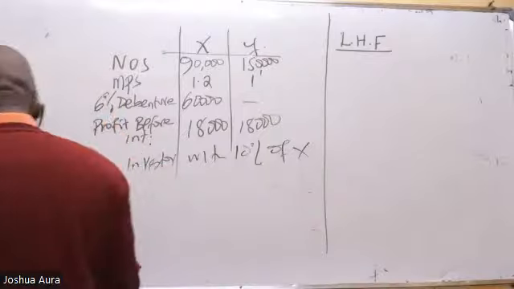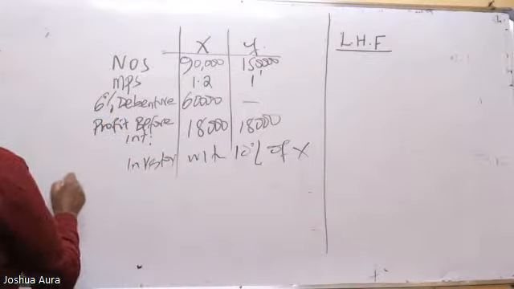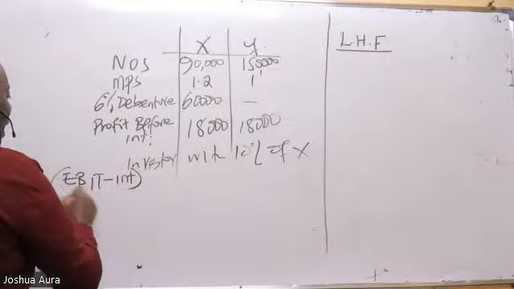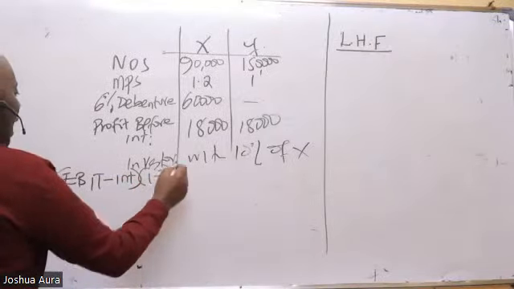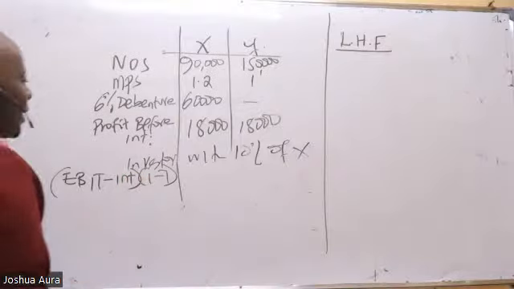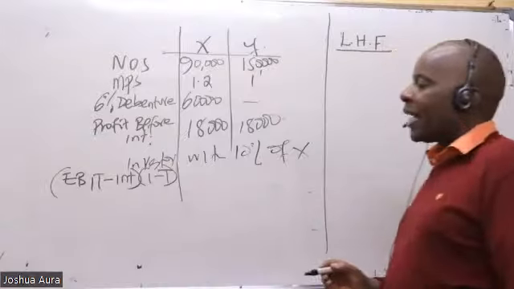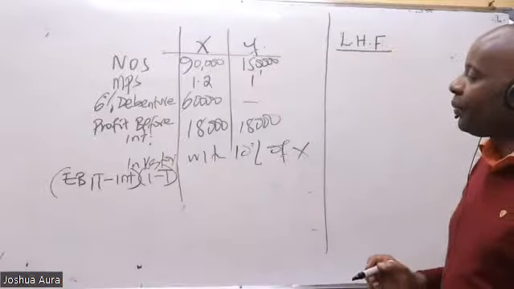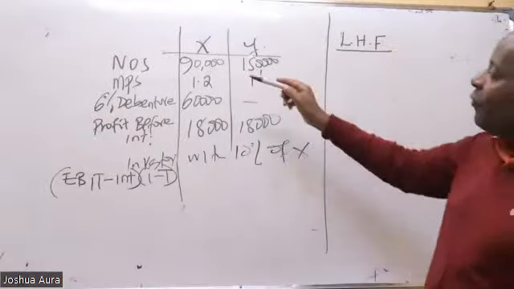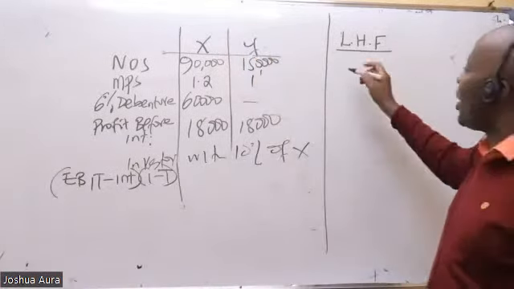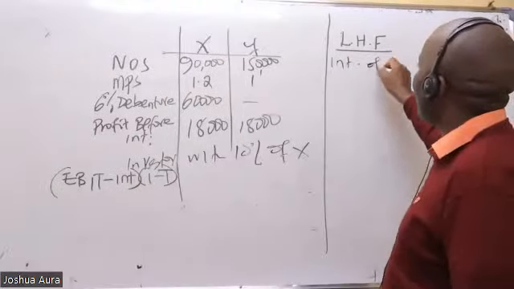So for me to be able to get earnings per share of each company, what do I need to do? I need to take EBIT minus interest, and then when we are given tax, we need to tax this thing. It becomes profit after tax. Now, could you kindly do me a favor? What amount will company X pay as interest?